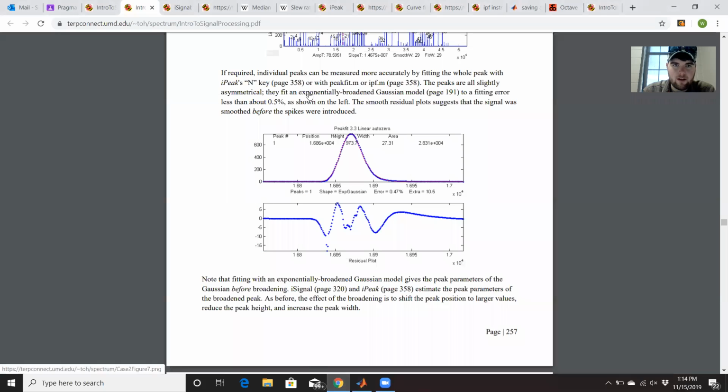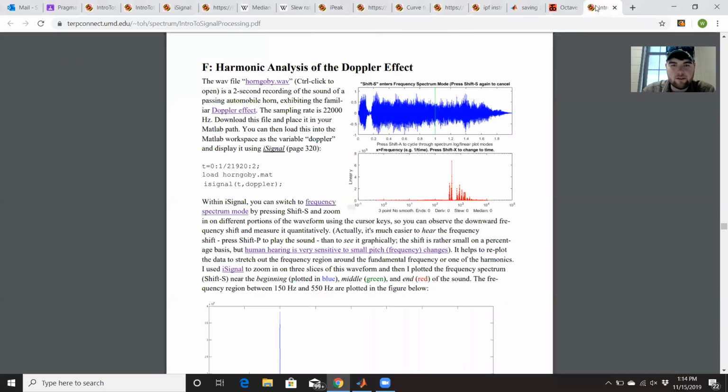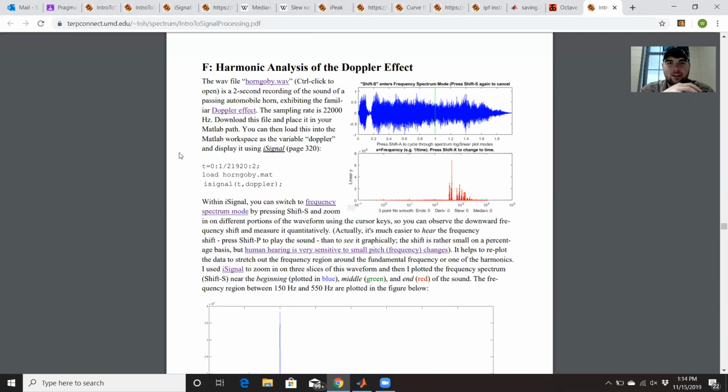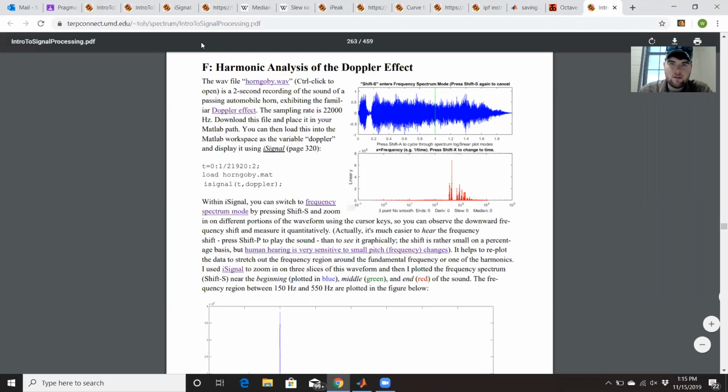So I'm going to hop back over here real quick, and one piece that I'd like to take a look at in the future would be the harmonic analysis of the Doppler effect, which is case study F. It involved the combination of sound and MATLAB. You could analyze sound using MATLAB and then generate sound using MATLAB, and I just think that's a really cool combination. So I believe I've pretty well wrapped things up here.